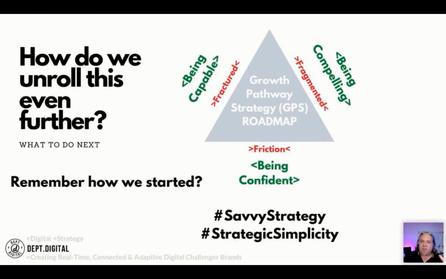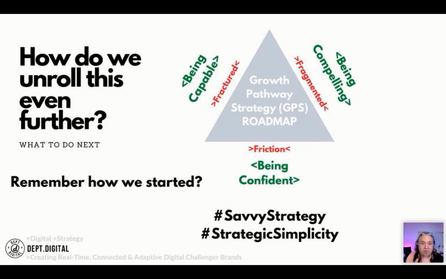All right, so how do we enroll this even further? We took a couple of deep dives here to get into how we're actually going to do this. And this is actually what I feel is one of the parts that really ties it together nicely. So we talked about, again, the center triangle is your growth pathway strategy. This is your roadmap. This is where we're headed. This is your goals, your objectives. We talked about if we're having problems, we overcome. If we're having fractured problems, we overcome them with being capable. If we're having fragmented problems, we overcome them by being compelling. And if we have friction problems, we overcome them by being confident.